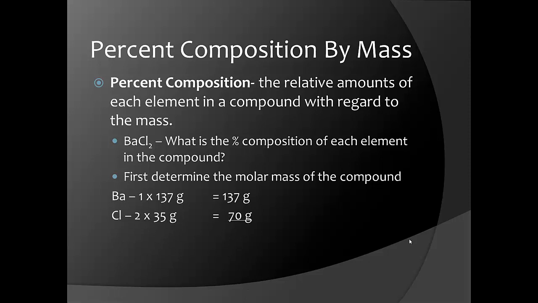For the molar mass, we look on the periodic table and we find that the mass of barium, 1 mole of it, is 137 grams. And the mass of chlorine, 1 mole of it, is 35. But we have 2, so therefore it's 70. We add the two values together and we get a molar mass of 207 grams per mole. That's the total part, the total.